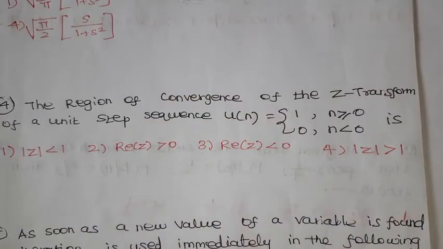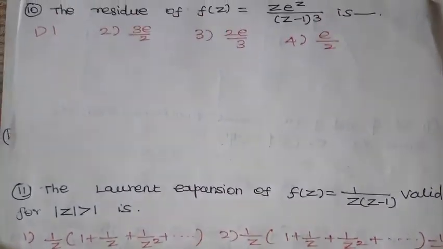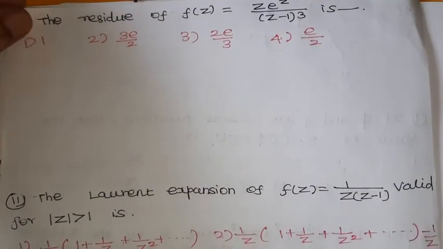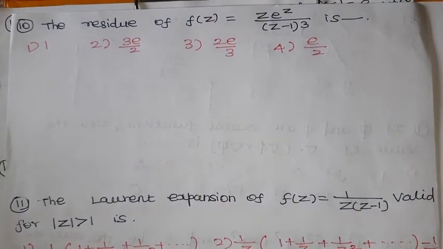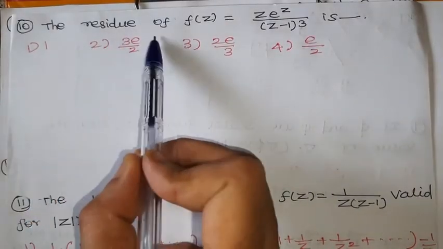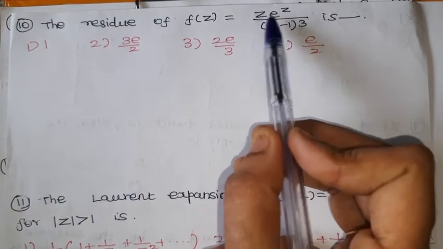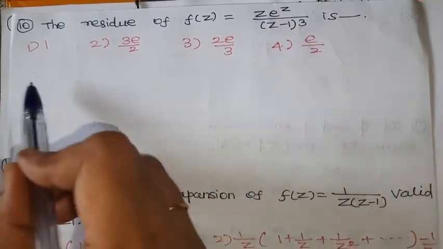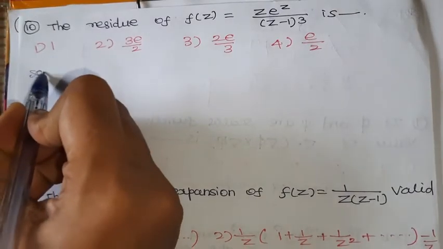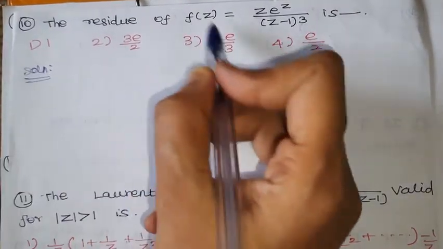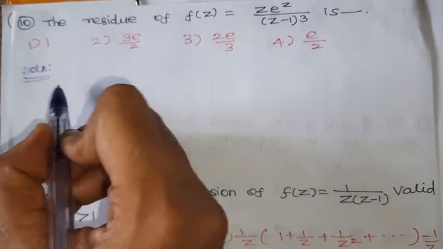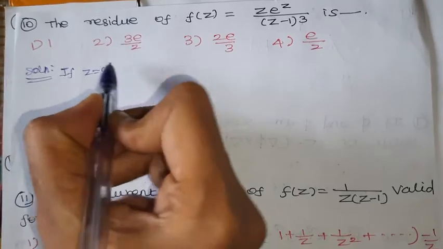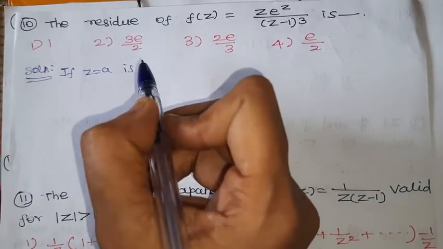Next, let us move on to problem number 10. What is problem number 10? The residue of f of z is equal to z e power z divided by z minus 1 the whole cube. Four options are given. Let's see how to solve the problem. We need to find the residue of the function f of z. What is the residue formula? If z is equal to a, I am writing the formula for residue.